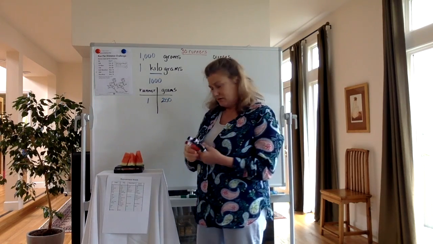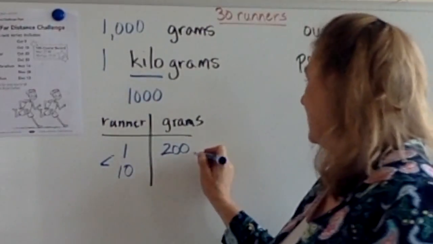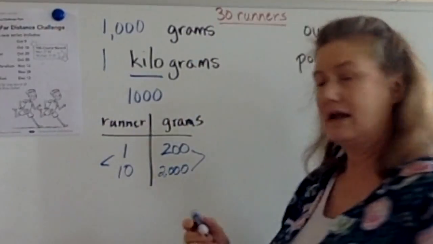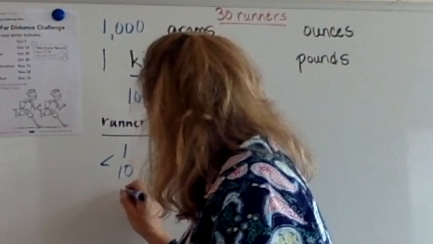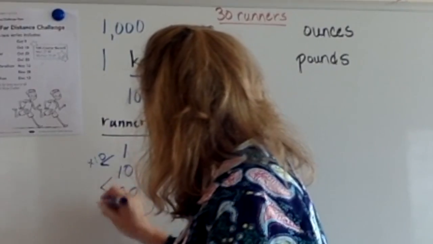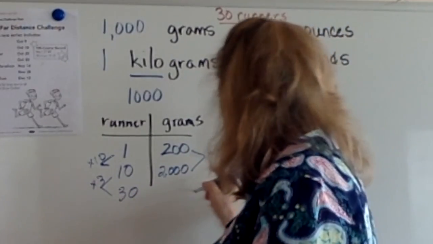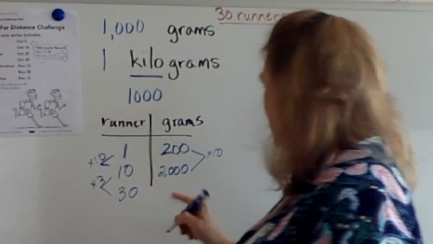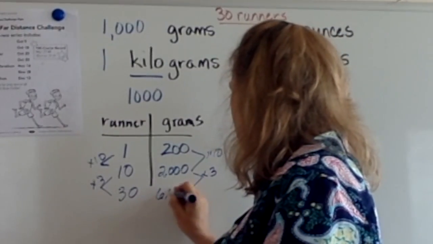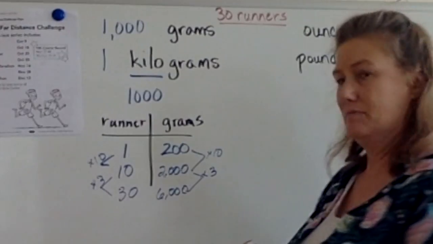Rather than jump to 30, which some of you could do, I want to take my time. I'm going to jump by 10. I know that 10 times 200 is 2,000, so that gives me 2,000 grams. Then to get to 30, I know it's 10 times 3. So I take that number and multiply it by 3. 2,000 times 3 is 6,000. So now I know I need 6,000 grams.